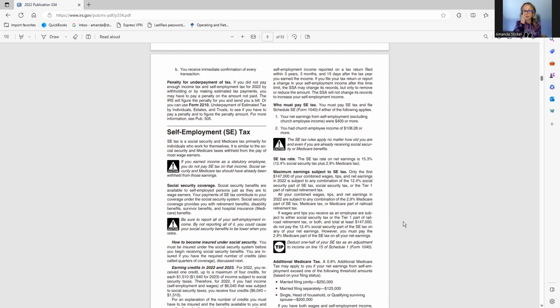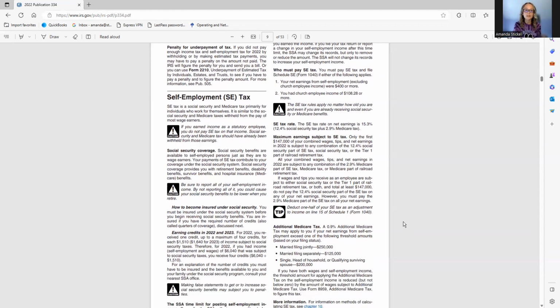So a safe harbor method to avoid underpayment of tax is to make sure that you're paying at least what you owed last year in taxes, and not just the tax liability. Like if you look on your tax return and see your total tax line before withholding and credits, use that as your safe harbor, and paying that throughout the current year can help be a safe harbor for that underpayment penalty.